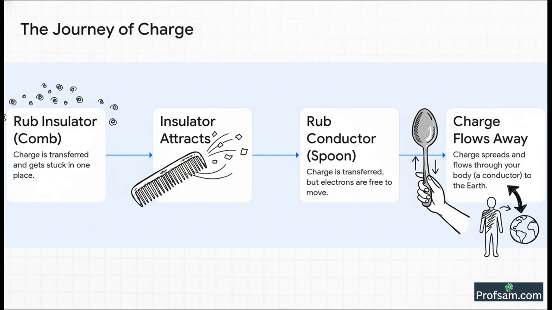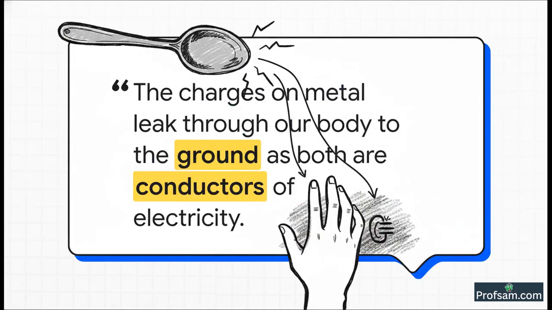But, and this is the aha moment, when you rub the metal spoon, which is a conductor, the charge is totally free to move. It doesn't stay on the spoon for even a millisecond. It instantly spreads out and flows through the spoon, into your hand, down your body, and into the earth. Why? Because you, your body, and the earth itself are also conductors. So basically, the charge on the metal spoon just leaks away. It finds this massive, easy escape route through us, all the way to the ground. This is a very important concept called earthing, or grounding, which we will study in more detail later. But for now, just remember the spoon simply cannot hold on to that extra charge.